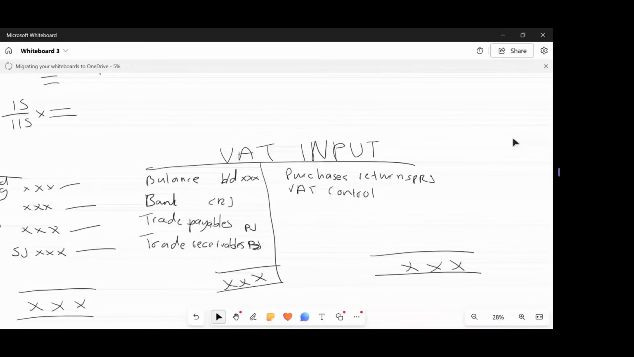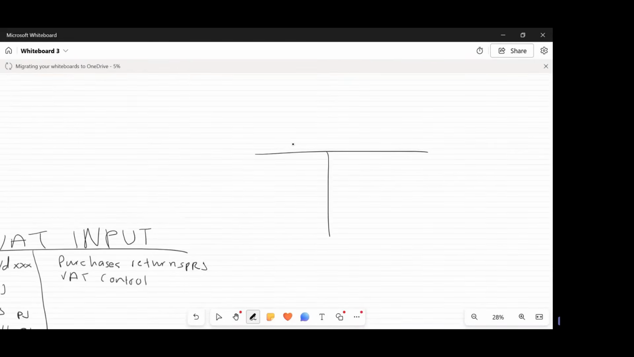Yeah, I did, and I think there were some disagreements there. So now, how will the VAT control account look with these two? The VAT control account is the account that has both the input VAT and the output VAT in one, because now we are balancing off the two.